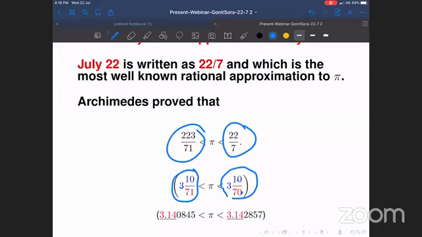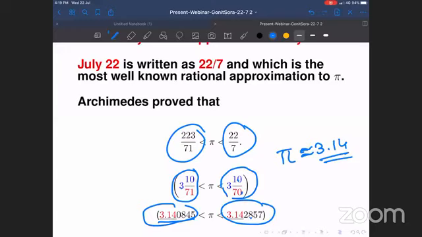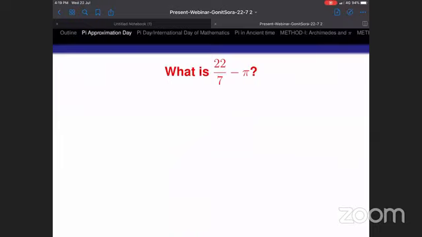And if I find the decimal expansion of this one, I'll see that this is 3.140845, and here it is 3.142857. So therefore, pi will definitely lie between this number and this number. So by Archimedes' method, one can readily get that pi is approximately equal to 3.14, all right? So 3.14. So the next question is, we have seen that 22 by 7 is greater than pi, okay? So 22 by 7 is greater than pi. We have seen that.